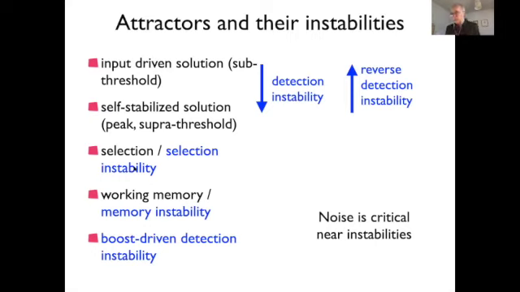So these different stable states and their instabilities are really what is at work in dynamic field theory. The next couple of lectures, in fact the rest of the course, just leverage always these same stable states and instabilities. So we'll always only be thinking about input-driven subthreshold versus self-stabilized suprathreshold solutions, and how to go from one to the other by making one unstable, then switching to the other, and the other way around. It's always ultimately just three instabilities: the detection, the selection, and the memory, which is a little less important. These three instabilities make every effect.